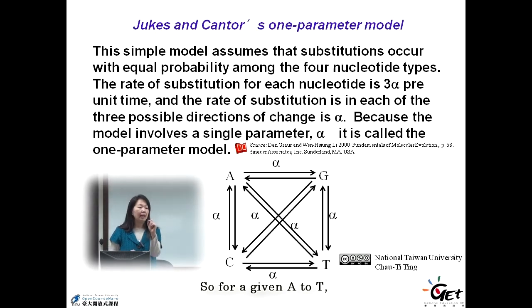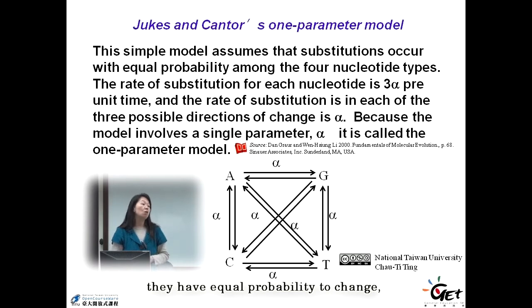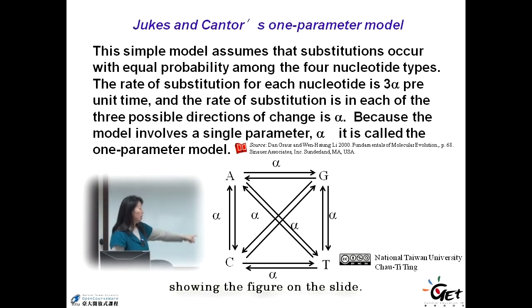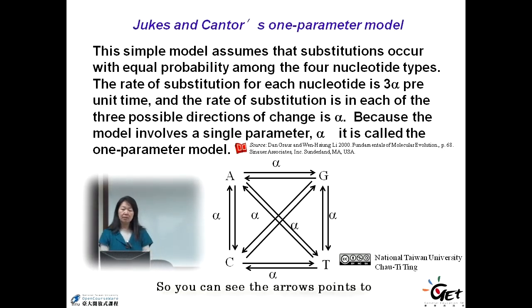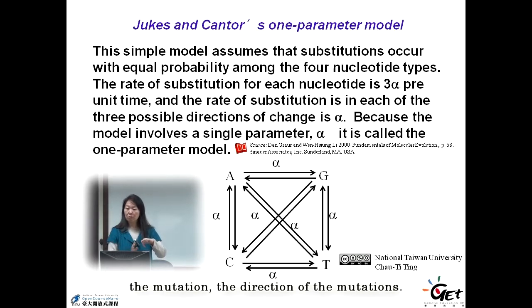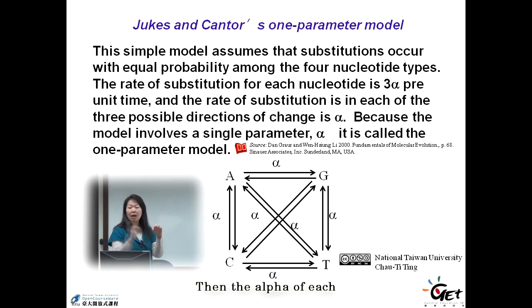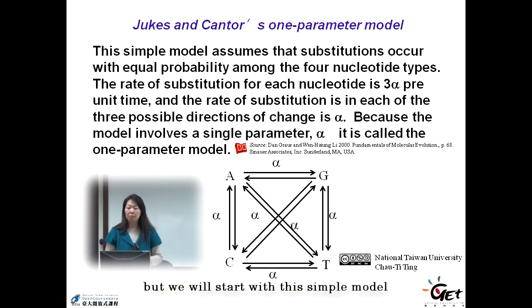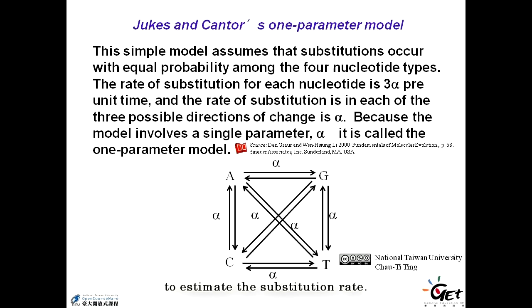So for a given A to T, or A to C, or A to G, they have equal probability to change, and we call that alpha, as shown in the figure on the slide. You can see the arrows point to the direction of the mutations, with the alpha on each line showing the probability. Although this is not entirely true, we will start with this simple model to estimate the substitution rate.